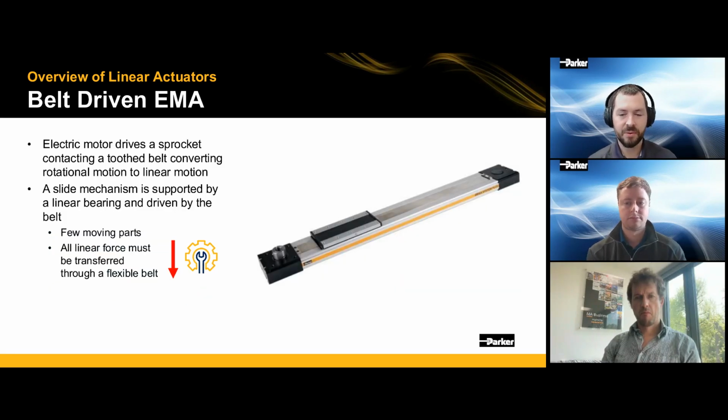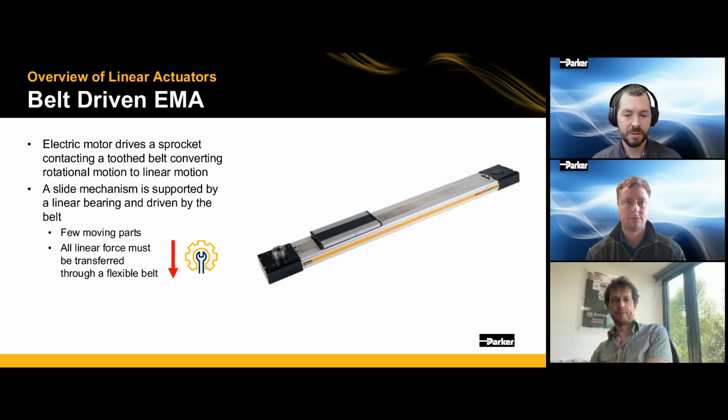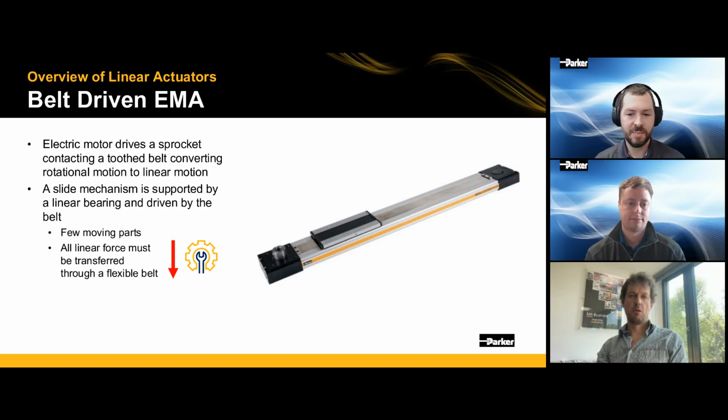The final type of EMA that we're going to discuss is the belt-driven system. These are out in the environment. However, they are on more specialized applications. You have an electric motor that is going to drive some type of toothed sprocket that then runs a cogged belt. And that cogged belt drives a slide mechanism. As you can see on the right image, it's kind of a flat plate. And that slide mechanism is supported by linear bearings.